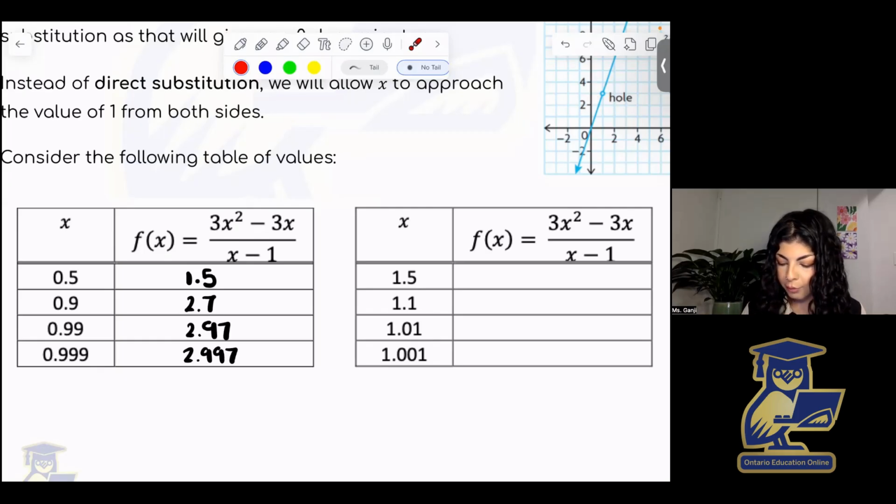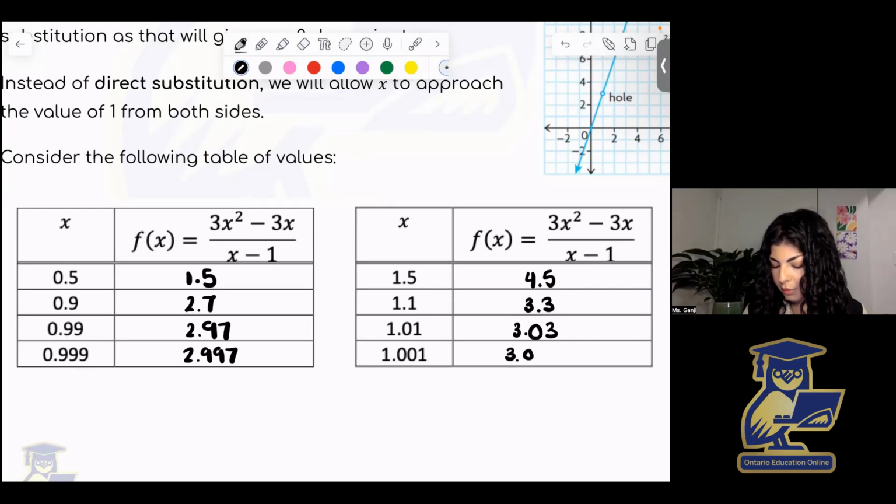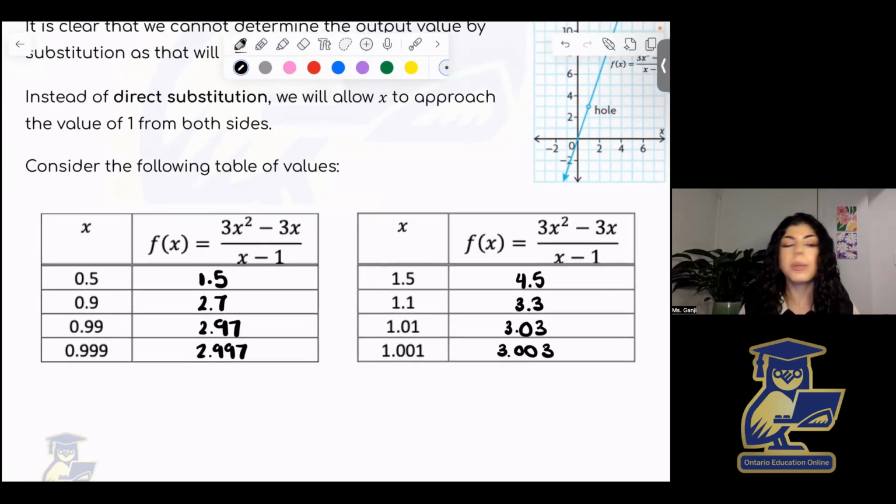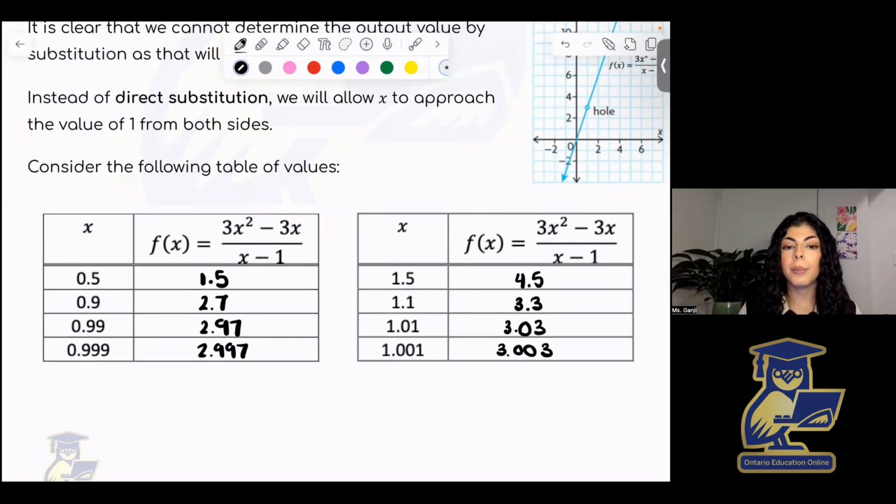So here we have 4.5. This should be 3 and 3.003. Again, from here, you can also see that the function is approaching 3 for the output value. It's just getting smaller, whereas here it's growing towards 3, and here it's shrinking or decreasing towards 3, but both ends are slowly approaching 3.